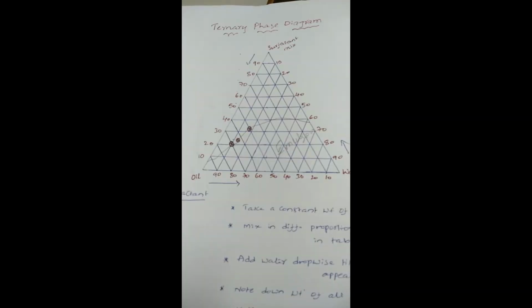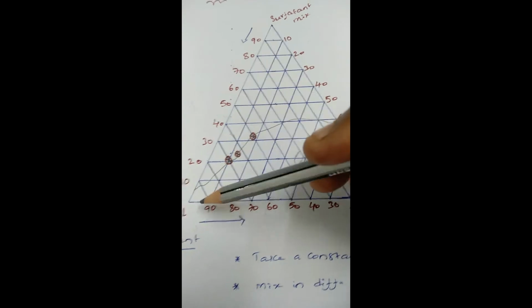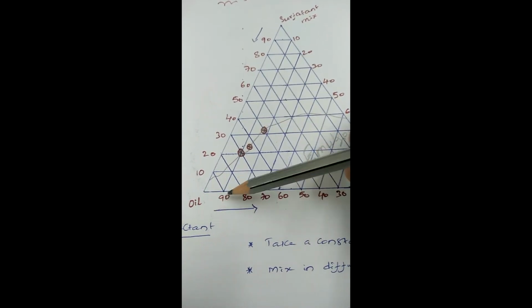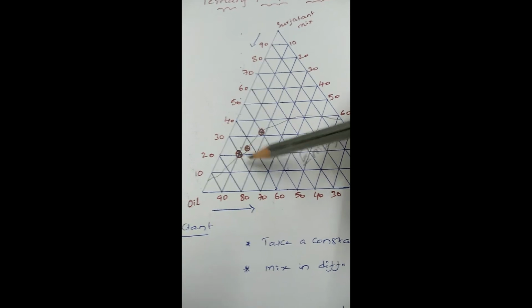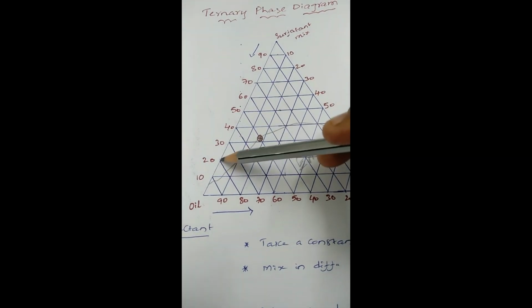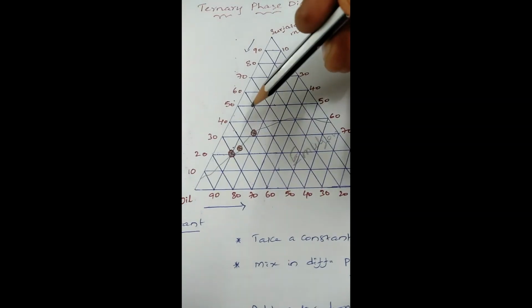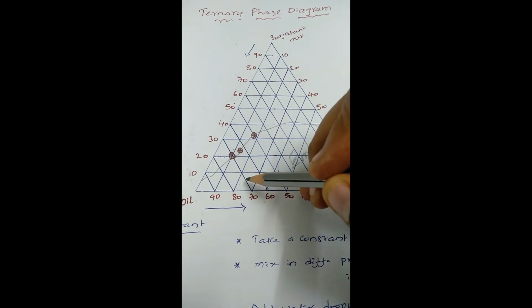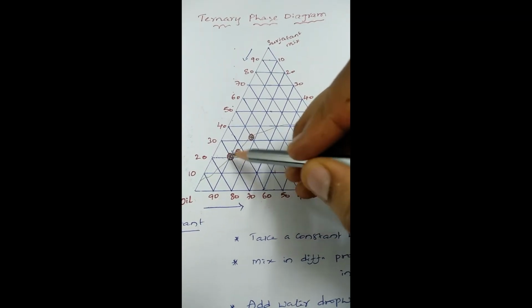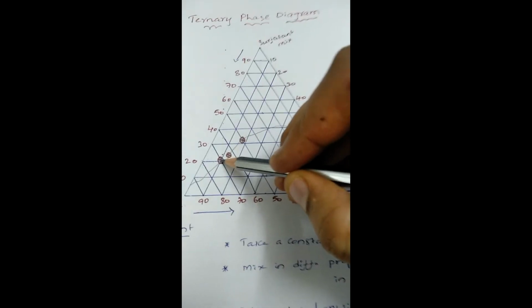Coming to the plotting, you can see these three points which I have shown in the picture: 70, 20, 10; 65, 22, 13; and 50, 33 and 17. I'll show how to plot these three points. The first is 70 of oil. Oil, as I told previously, goes 100, 90, 80, 70, so this is the 70 line. Surfactant decreases, and this is the surfactant 20 line. Water is 100 here and goes on decreasing, and this is the 10 line. So the first point will be 70 oil, 10 water and 20 surfactant. The junction of these three lines is the first point.